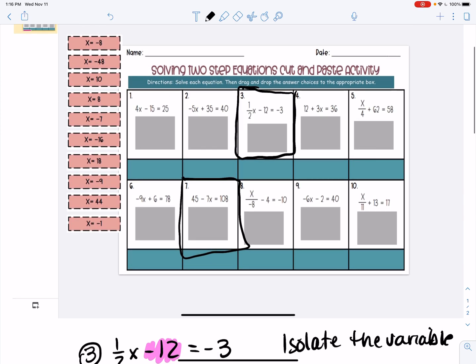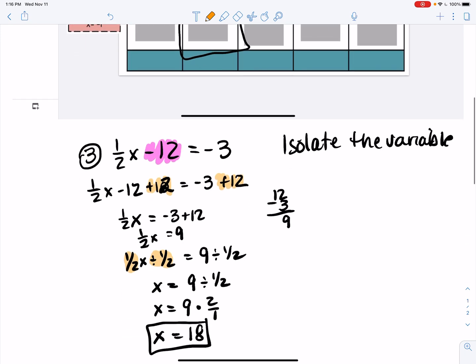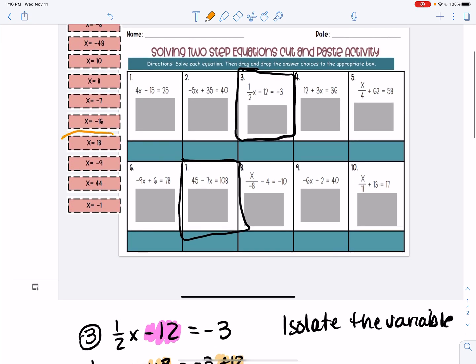What you will then do is you will come up here. You will find x equals 18, and you will drag it to this answer spot.